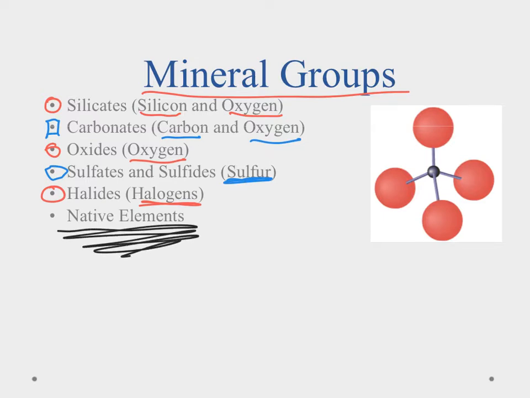The native elements are where it's an element by itself, and primarily the ones we're familiar with are going to be silver and gold, carbon in the form of diamonds, and graphite. So we can see when it's just the element, it's going to be called a native element. It's classified a little differently.